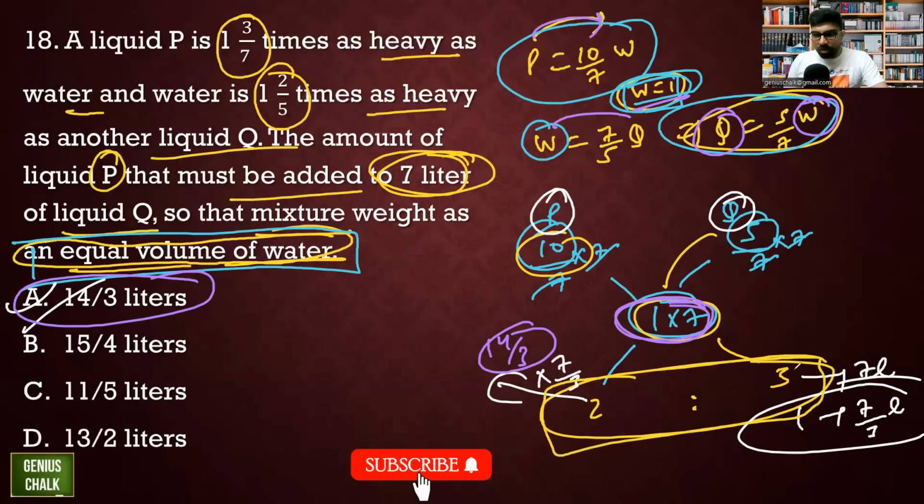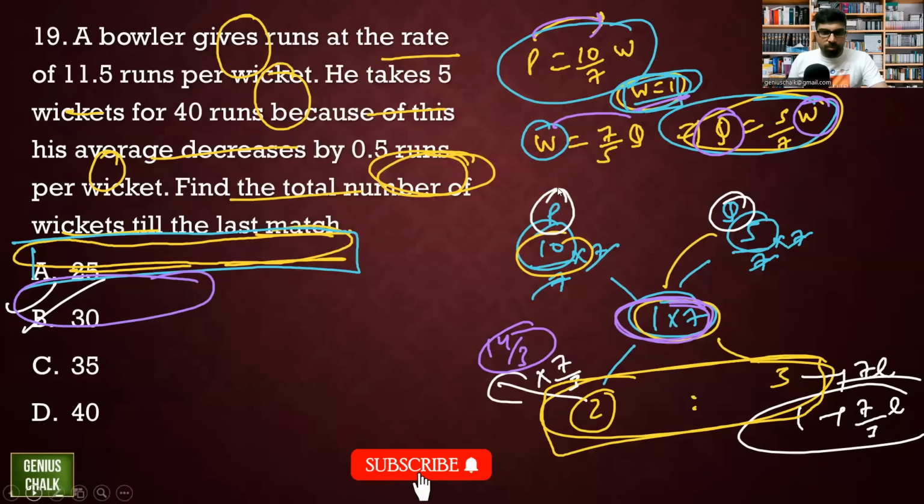This ratio is sometimes 7, sometimes 3, sometimes 4. Equate this ratio with the actual number given and then find this one on that same basis. Okay, this is what we are doing today. So let's move on to the next.